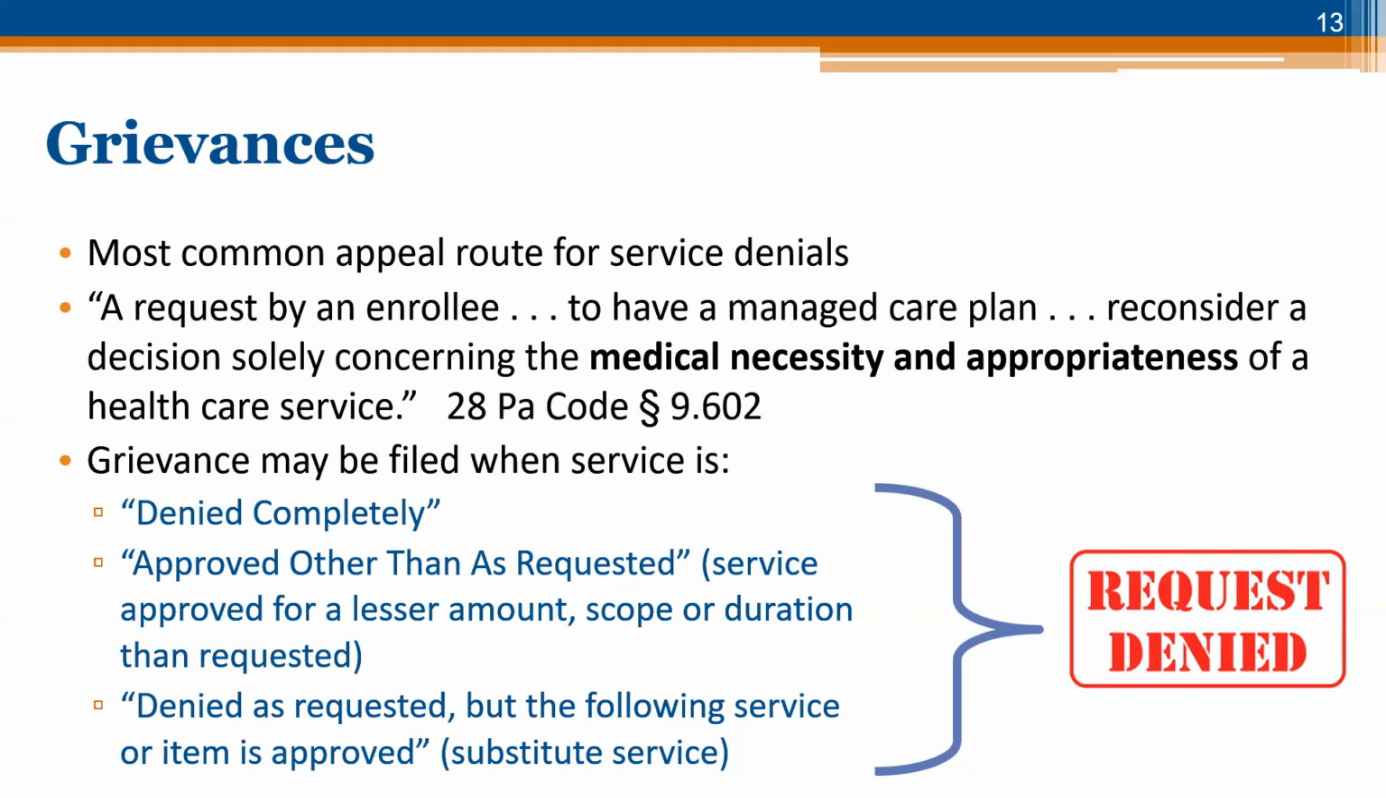An example might be somebody who requests 70 hours of nursing services in home, and the plan comes back and says, we're denying nursing services, but we're substituting home health aide services. All three of those, even if it says approved other than requested, or we're approving the following services but quietly denying the other one, those are all denials and they can all be appealed. I included in the materials two examples of something being denied completely and something approved other than as requested, what the notices look like, so you can familiarize yourselves with them.